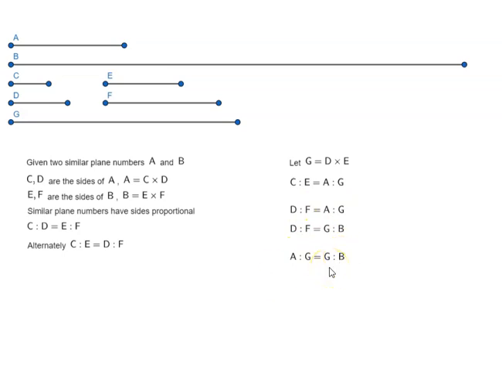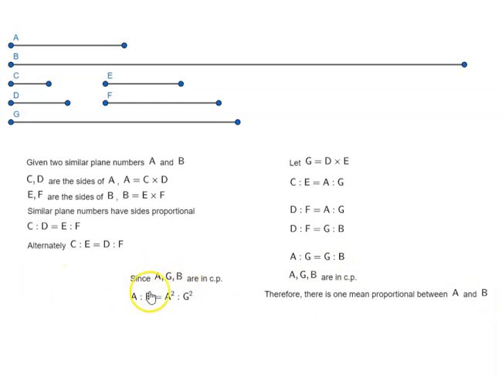So what do we have here? We have the fact that A, G, B are in a continuous proportion and G is the one mean proportional between A and B. Okay? Since A, G, B are in continuous proportion, we know A is to B will be equal to A square is to G square. We also know A is to G is equal to C is to E here.